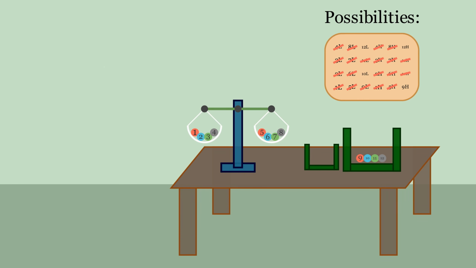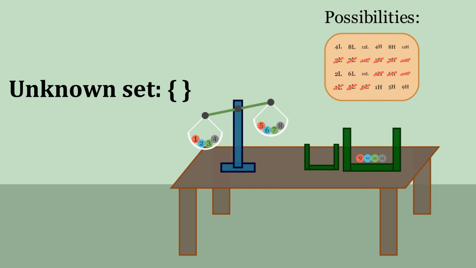Things get more interesting when the scale isn't balanced. In this case, we learn something new about each one of the coins. Without any prior information, we know the coins on the heavy side are possibly heavy, the coins on the light side are possibly light, and the coins that weren't weighed are definitely neutral. Since no coin is now unknown, the new unknown set is just the empty set.